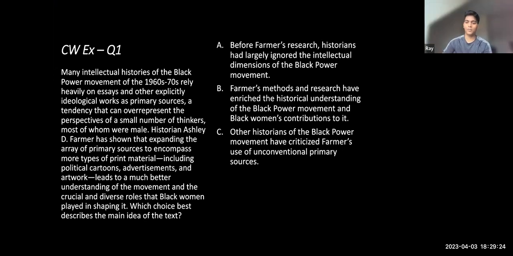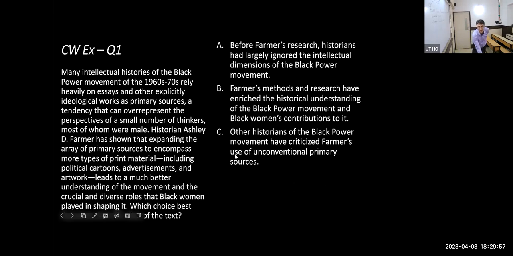Maybe. So let's debate this more. Other historians of the Black Power movement have criticized Farmer's use of unconventional primary sources. Is this passage talking about any criticism? No criticism, and no unconventional primary sources. All these are secondary sources: cartoons and artworks. So for sure, that is not the answer. No criticism is happening anywhere.